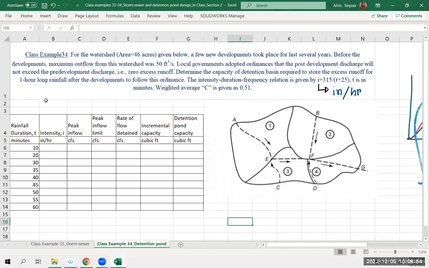Okay. Now, once you know the time, this time is actually this T, like T plus 25, that T is 10, 20, 30. Can you calculate all the I for column B? Like 315 over 10 plus 25, 20 plus 25, something like that. Can you work on that?